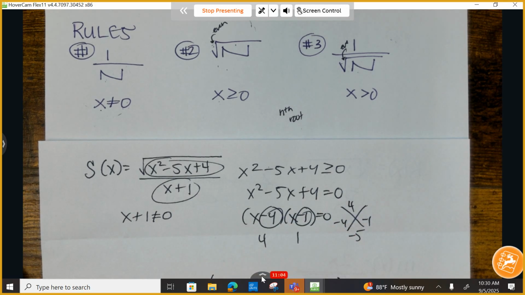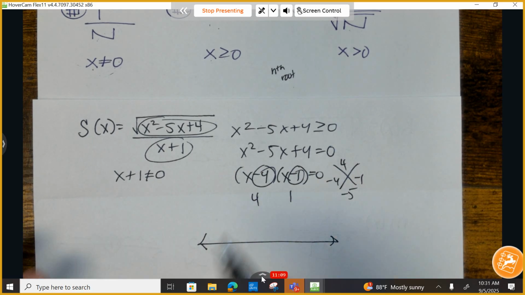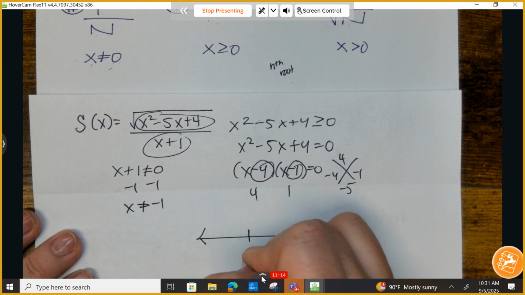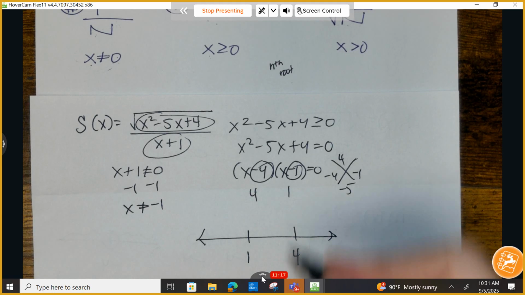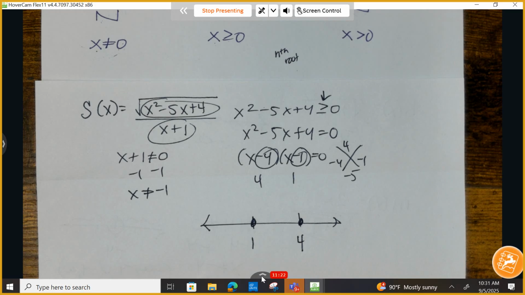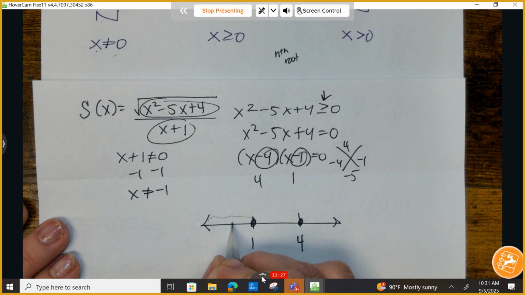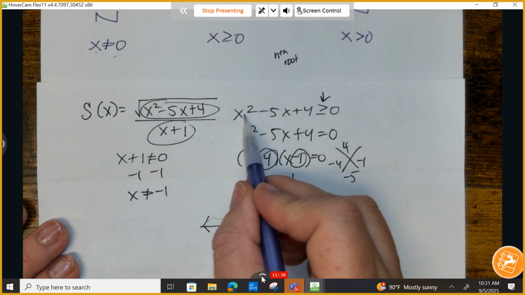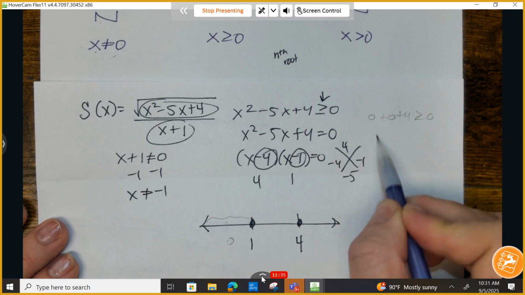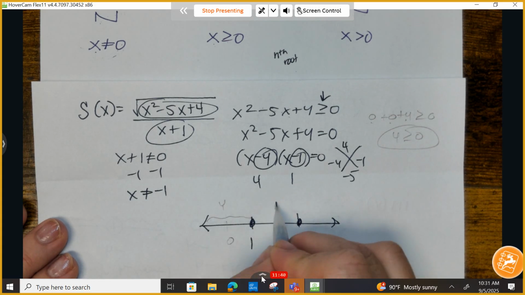So I'm going to start by that, and we need to put both of these concepts into one graph and then see where they're overlapping. So here is 1 and here is 4. This tells me that I need to have a closed dot at those positions. And what's the easiest number to test? Okay, so here I'm going to test this area right over here. I'm going to test 0. And so I'm going to do it mentally. 0 squared, 0. -5 times 0, 0. Plus 4. Okay, so 0, 0 plus 4. Is this a true statement? I tested this, so this is going to be a yes, a no, and a yes.